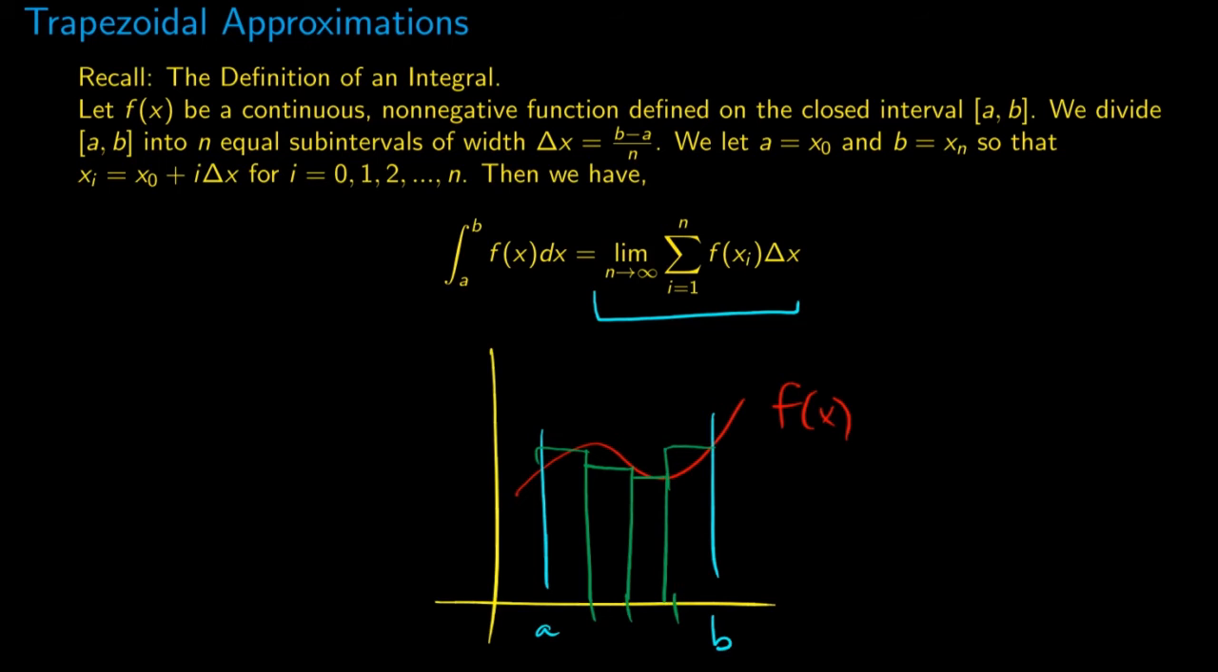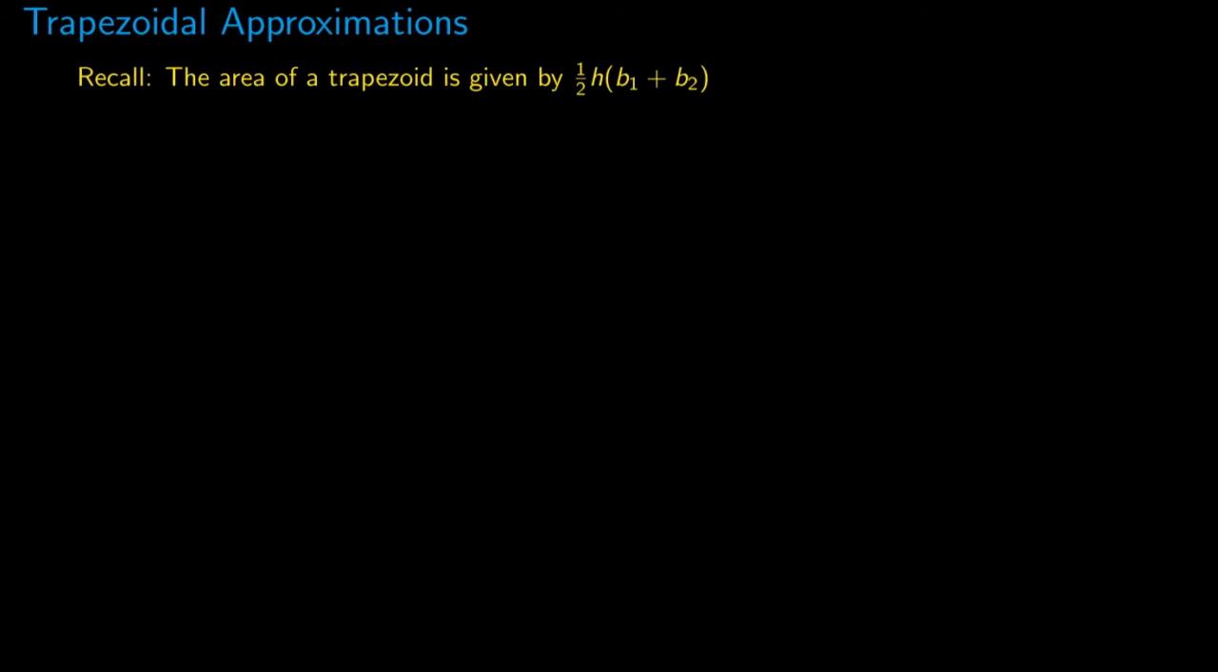So in this podcast, we're going to talk about another method of approximating the area under the curve, but we're going to use trapezoids instead of rectangles to approximate the area. Recall the area of a trapezoid is given by 1/2 times the height times the sum of the bases of the trapezoid. So let's draw this picture again and see how we can relate our area under the curve to trapezoids and the area of a trapezoid.